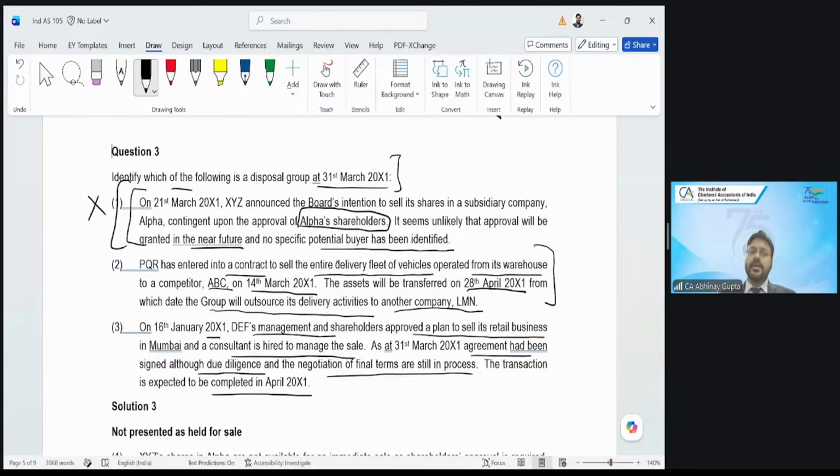So that's the key to see the Ind AS 105 application on real life situations. Right? Anything anybody wants to ask? I can wait for a minute or two.